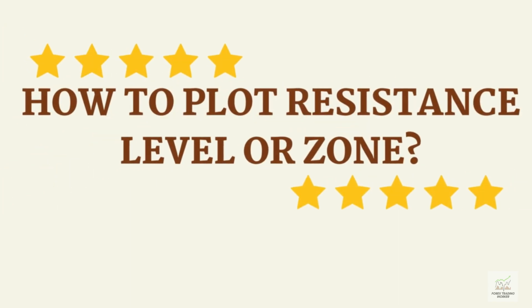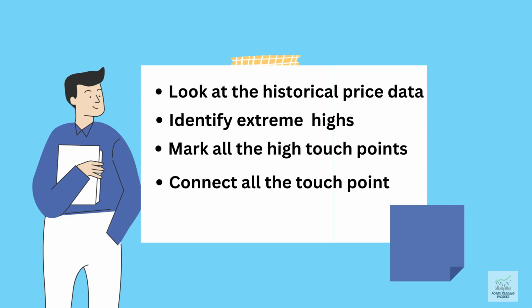How to plot resistance level or zone. The following steps are to be followed to correctly plot the resistance level or zone. 1. Look at the historical price data. 2. Identify extreme highs. 3. Mark all the high touch points. 4. Connect all the touch points.